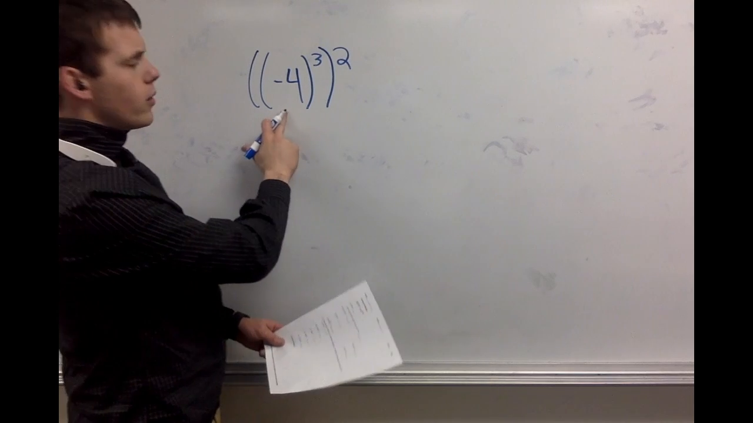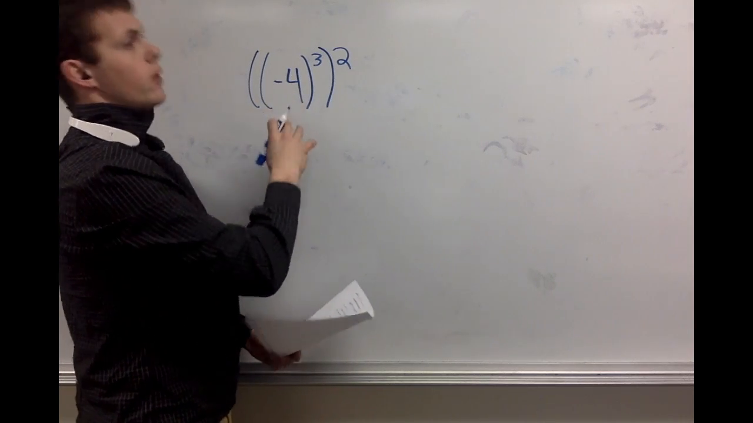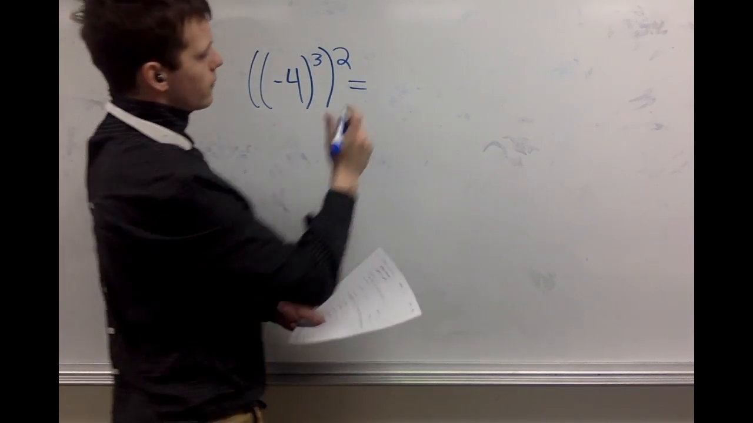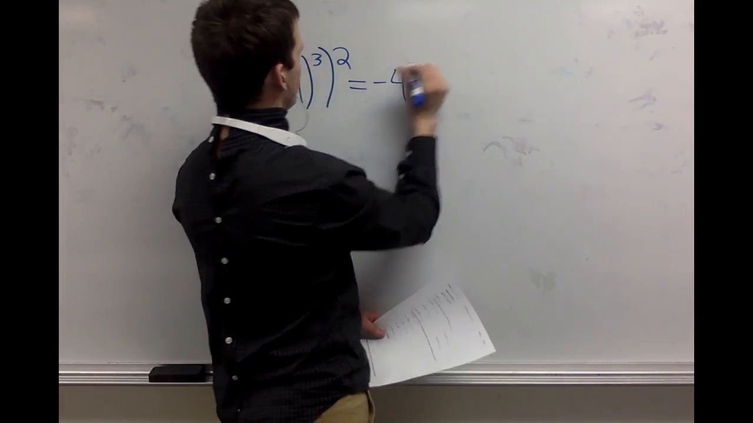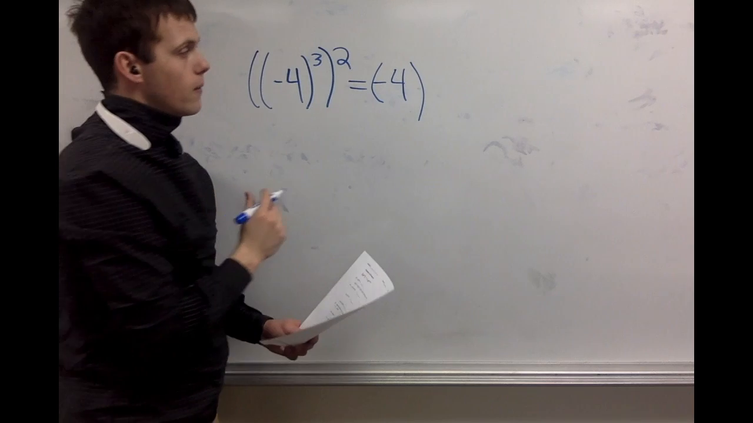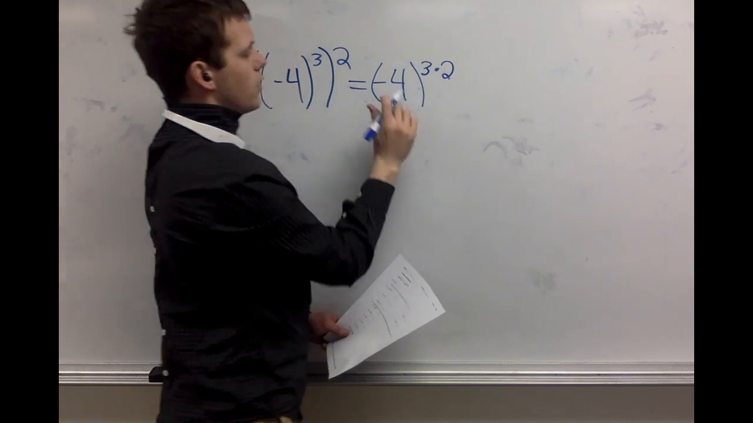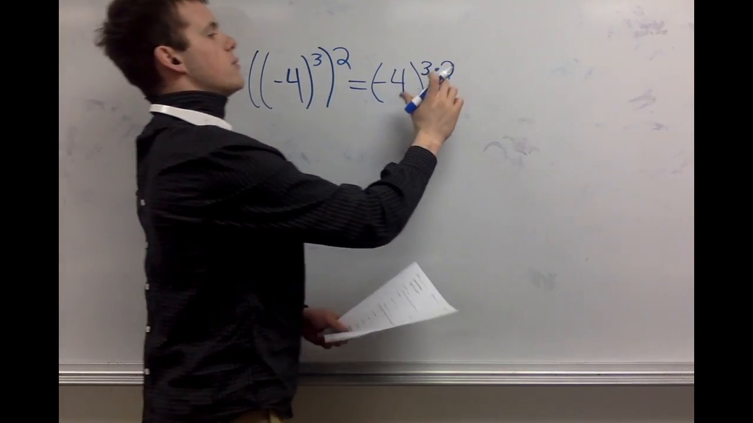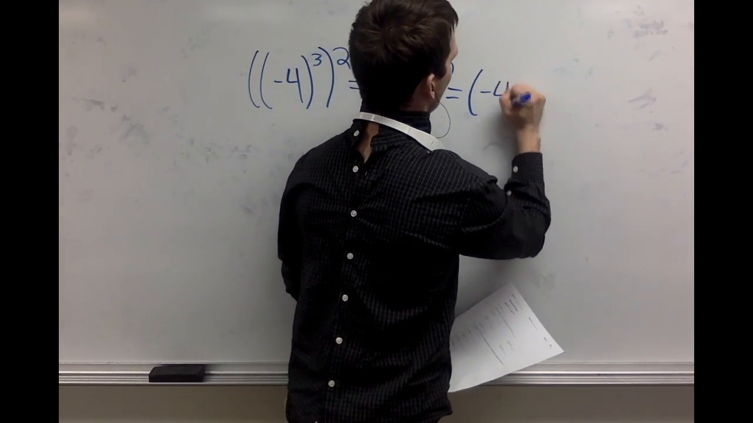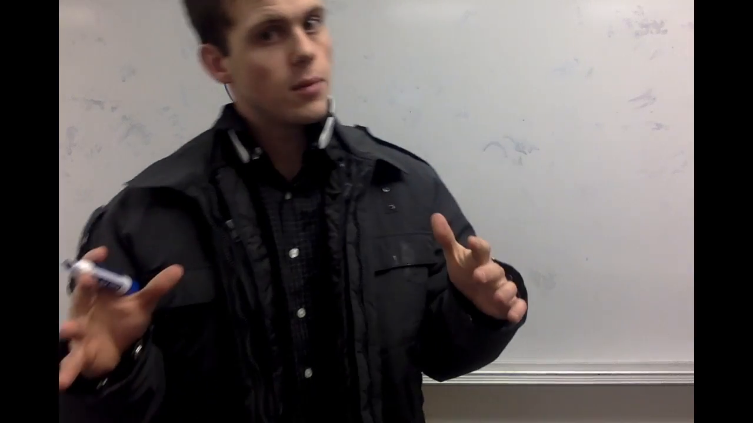Now, those parentheses are important because it brings that negative with it. So we have a -4 times a -4 times a -4. So the way we write this one is -4 to the 3 times 2. But we have to put our parentheses in there, or it's not the same problem. So -4 to the 3 times 2, which is then equal to -4 to the 6th.